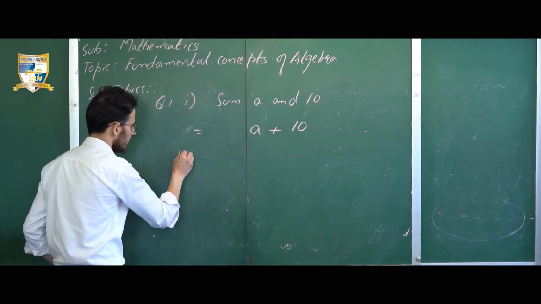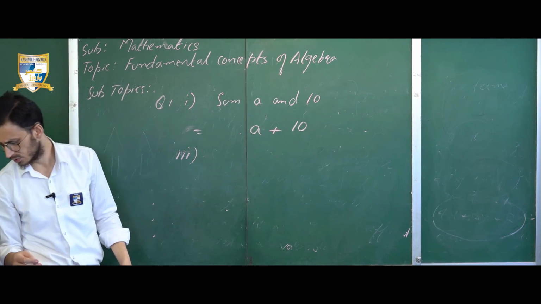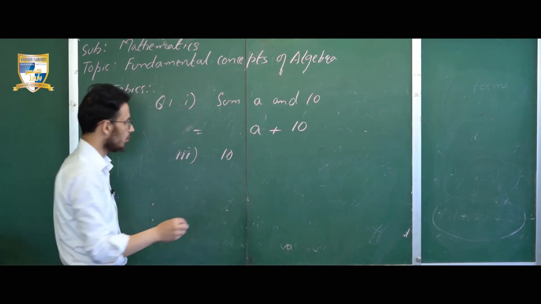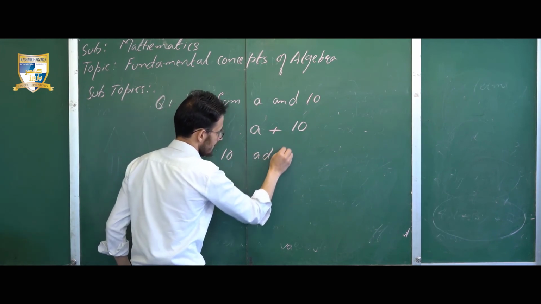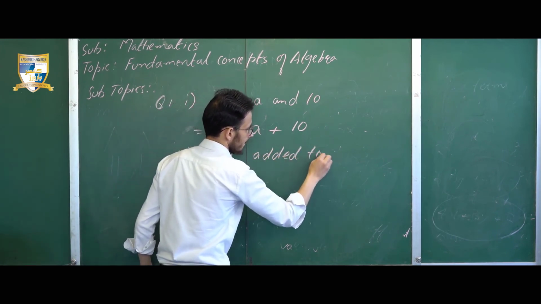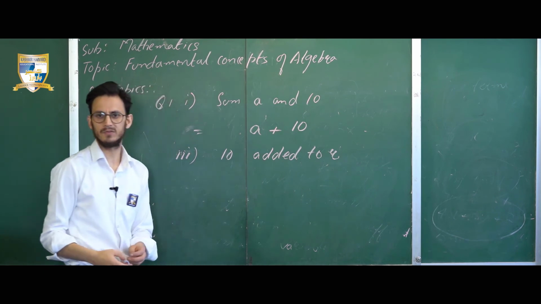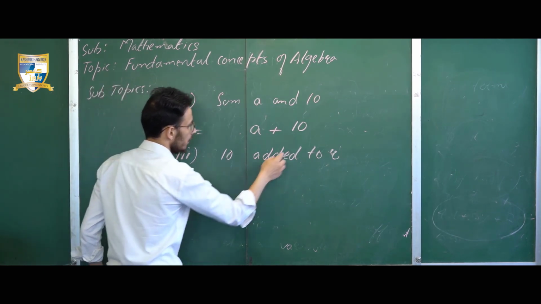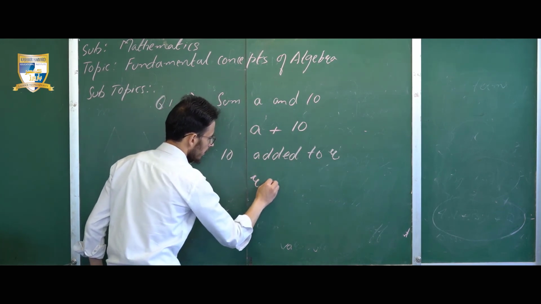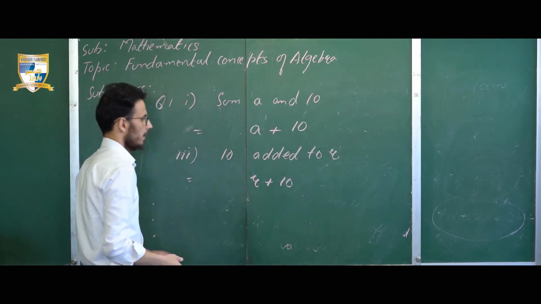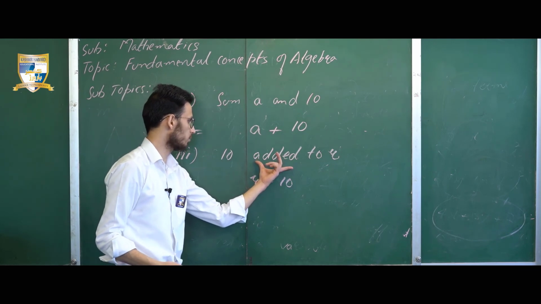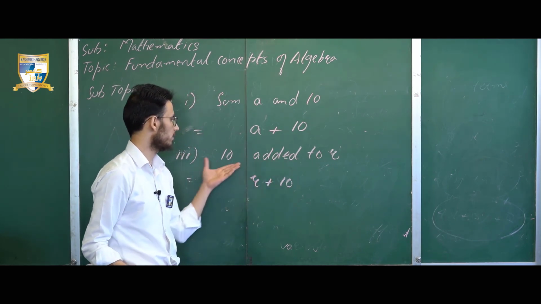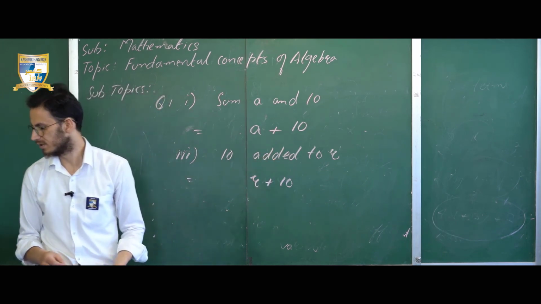Similarly, part third of the same question: 10 added to r. Again, we have to convert this statement into algebraic form, which is equivalent to 10 added to r. So r plus 10. Here the word used is added, so we are going to use a plus sign. So r plus 10 is the algebraic form of this statement.